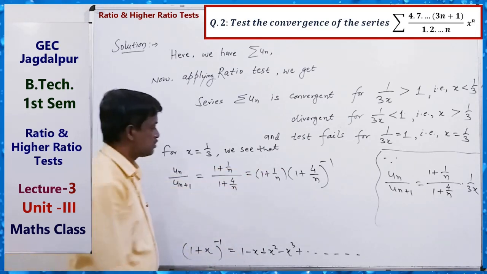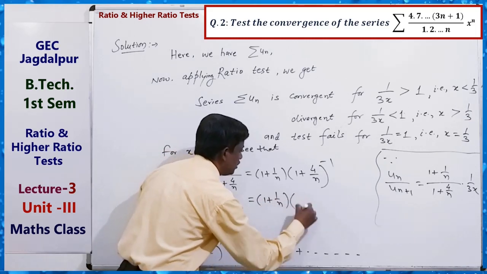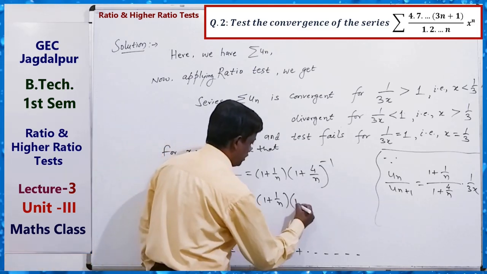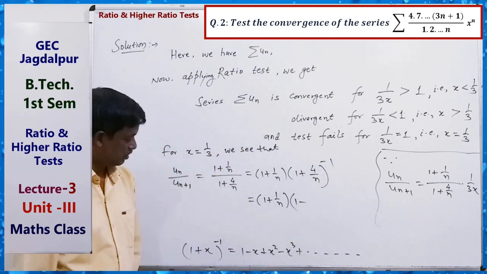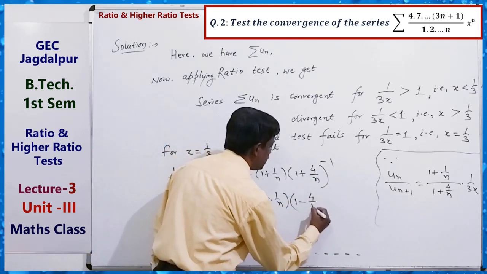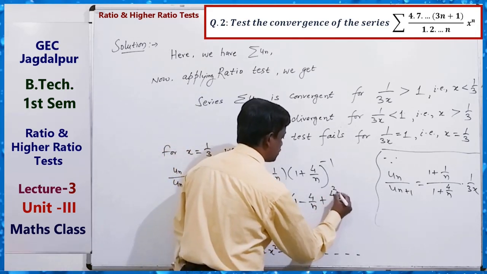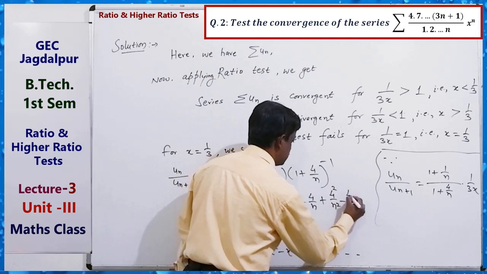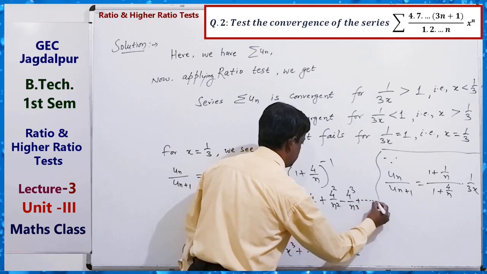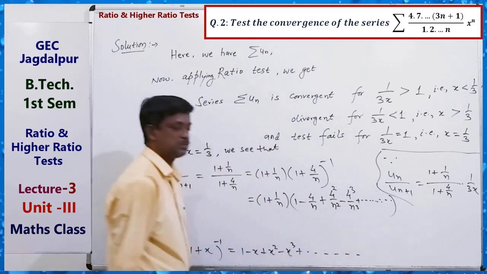So here we can expand (1 + 4/n) inverse using this. First term 1, second term minus 4 by n, plus 4 square by n square, minus 4 cube by n cube and so on. This will be the expansion.